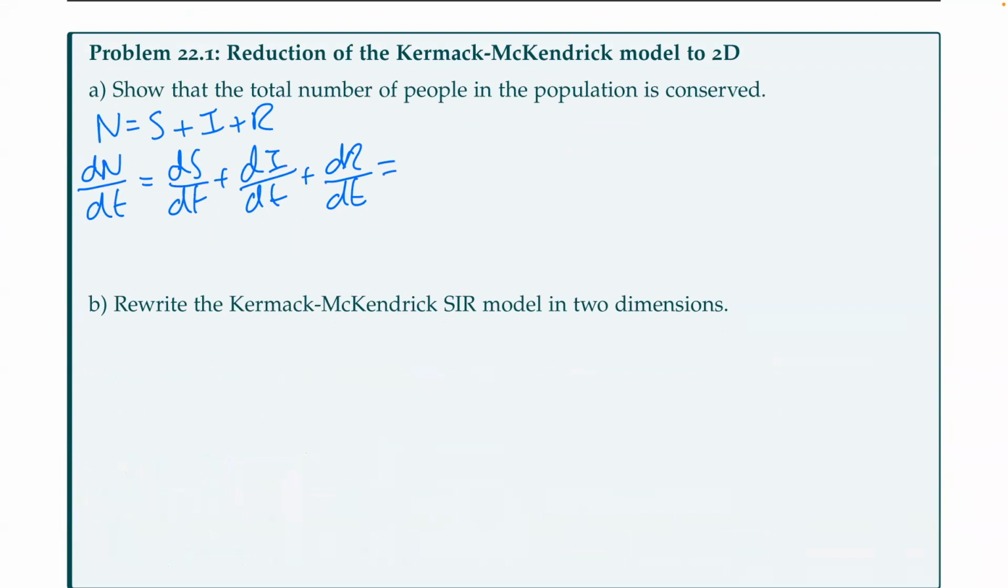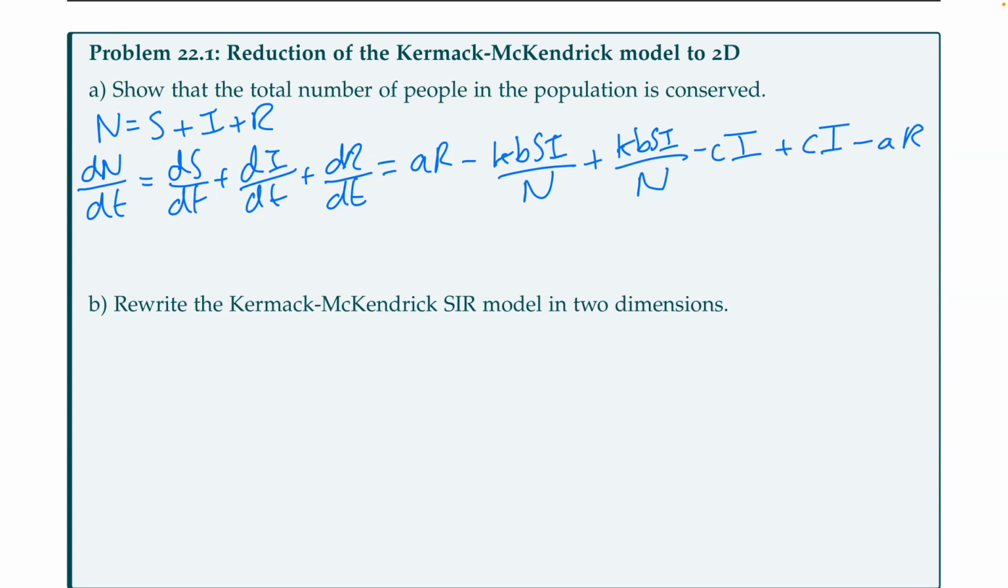Okay, so let's add these things up. We have aR minus kβSI over N in our dS/dt, kβSI over N minus cI in our dI/dt, and then cI minus aR in our dR/dt. It should be pretty clear that these infection terms cancel, these recovery terms cancel, and the waning immunity terms cancel. So that means our dN/dt is equal to 0. The population size overall is not changing, so the population size is constant.